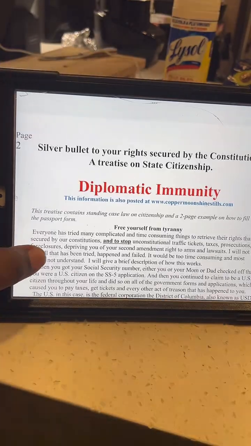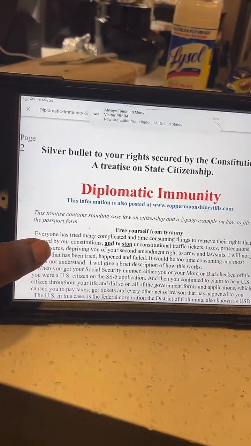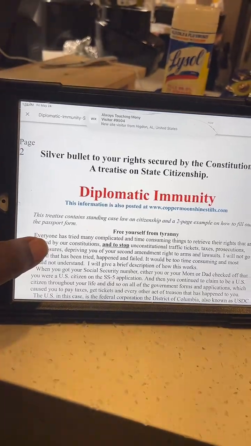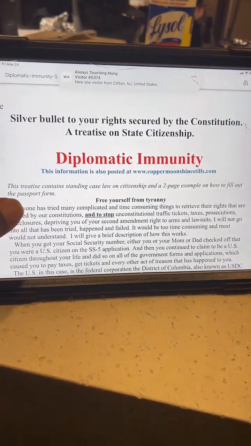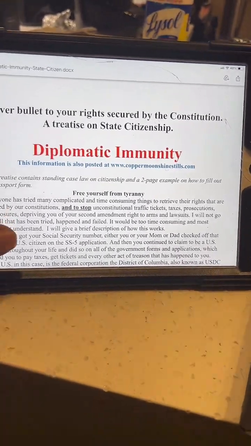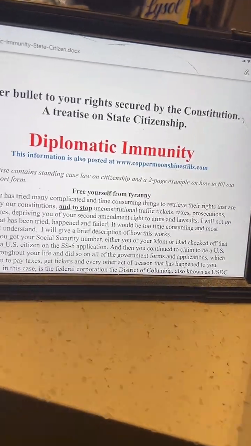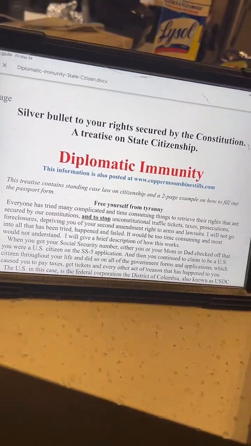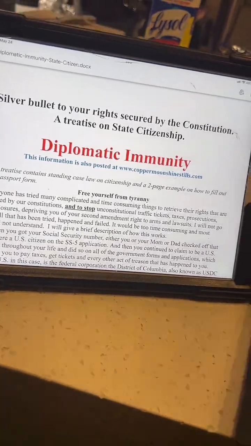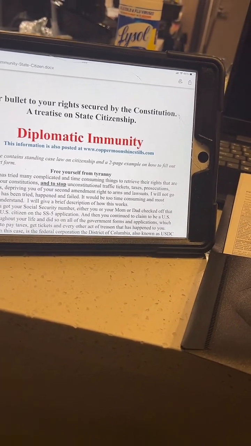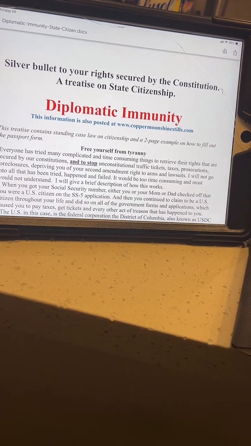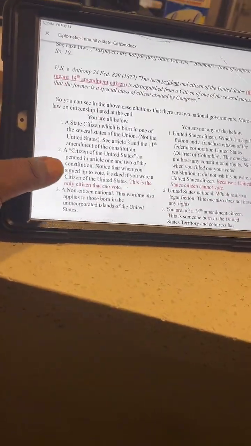So what y'all want to do is get y'all hands on this ebook right here. The book: Diplomatic Immunity, the Silver Bullet to Your Rights Secured by the Constitution as a Treatise on State Citizenship. Now, yes, you can get a copy for sure. Just go ahead and send me an email. I've got my messaging turned off on TikTok, but I also have my Instagram that you can go to and request this ebook, and I'll send it to you. So this is from Copper Moonshine Stills. They created this ebook that shows you how to be put on a do not detain list. So they're telling you to put that you're not a U.S. citizen.